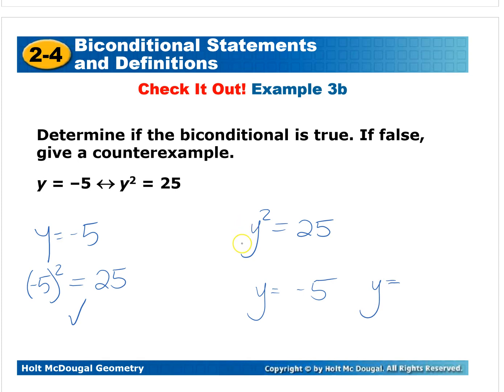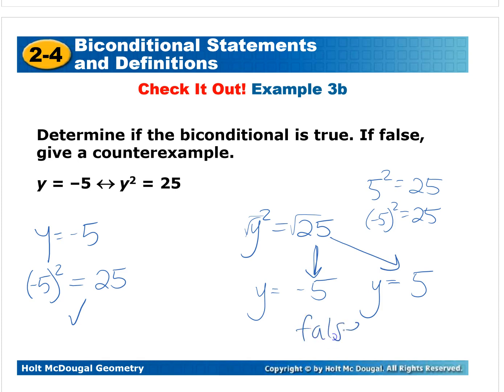Think of the simplest way to do this. Square root both sides. Square root of 25 is also 5. So this could be 5 squared, and you could get 25, or it could be -5 squared and get 25. So since there's two possible outcomes in this instance, it's not true. It's false. Because of that one counterexample, the entire thing is false. So this biconditional is not true. It's false. And that was my counterexample right there.